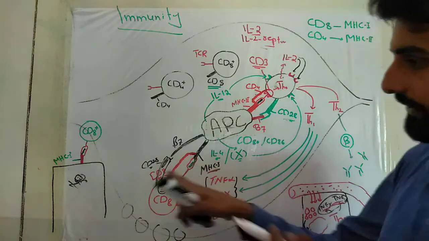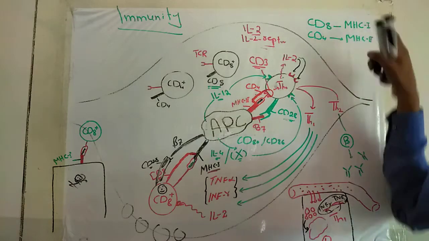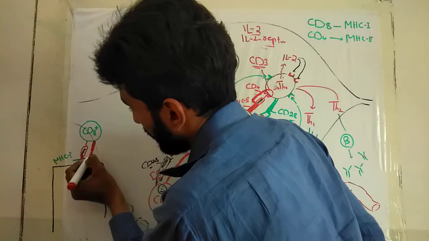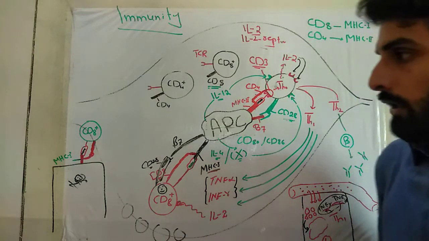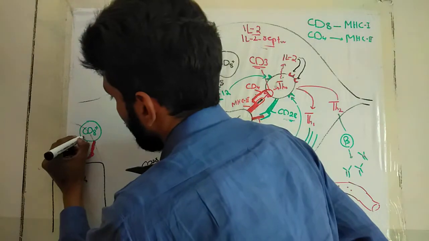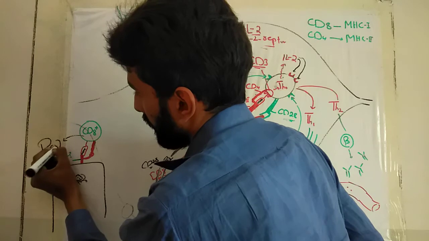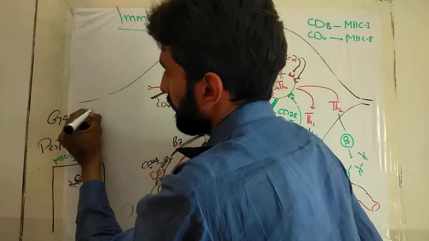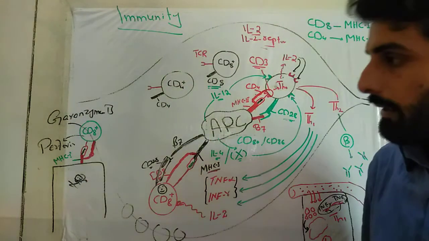Furthermore, you know that the CD8 protein present on the cytotoxic T cell can make a bond with the MHC-1. So this CD8 will make a bond with MHC-1, and now this cytotoxic T cell will start releasing some enzymes. After this attachment, it will release perforin, and it will release Granzyme B. Perforin and Granzyme B.